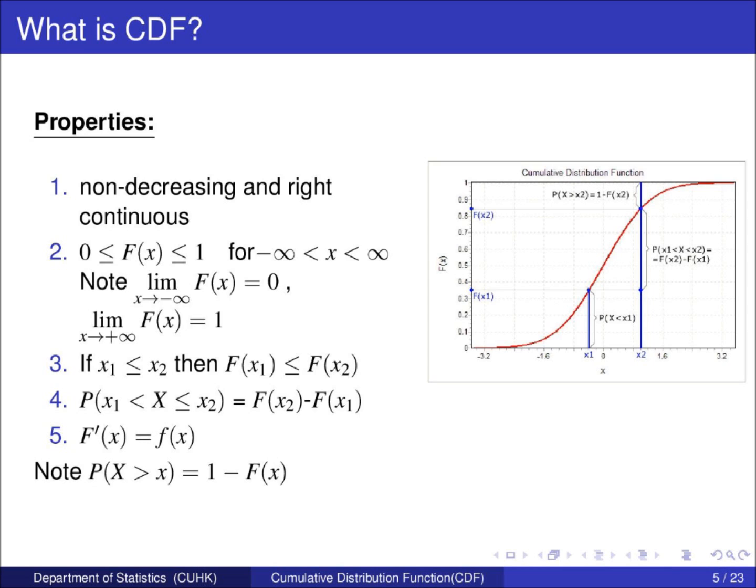Third, from property 1, since it must be non-decreasing and right continuous, if we know x1 is less than or equal to x2, then we also know F(x1) is less than or equal to F(x2). Fourth, the probability of capital X being between x1 and x2, two given values, is equal to F(x2) minus F(x1). Fifth, the first derivative of the CDF gets back to the PDF. Also note that the probability of capital X larger than small x is equal to 1 minus F(x).